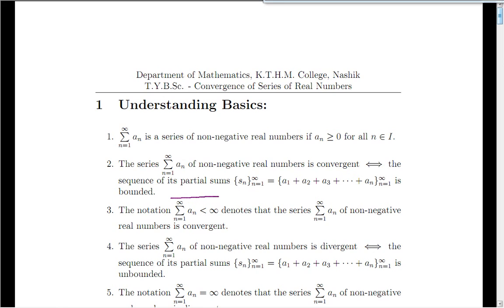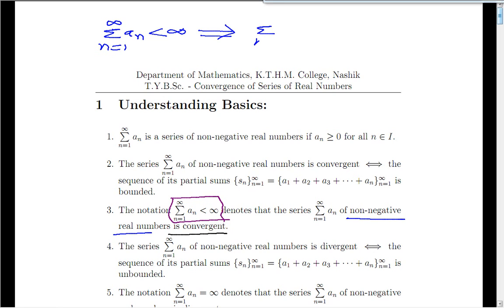Let us see the third result. This notation, that series an is less than infinity, denotes the fact that series an is convergent. Note that this result is exclusively for series of non-negative real numbers. So this notation denotes the fact that the series is summable or convergent. So I repeat, this result holds only for series of non-negative real numbers.